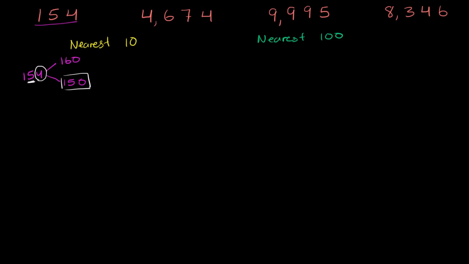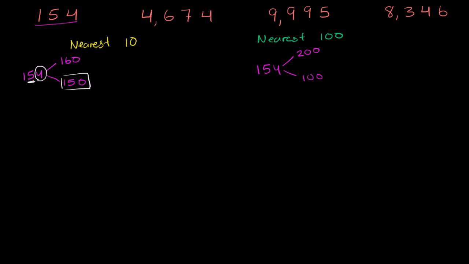Now let's think about that same number rounding to the nearest 100. So 154 to the nearest 100. So now we need to think about, if we were to round up, what's the multiple of 100 above 154? 160 isn't a multiple of 100. The multiple of 100 above 154 is 200. What's the multiple of 100 below 154? Well, that's going to be 100.